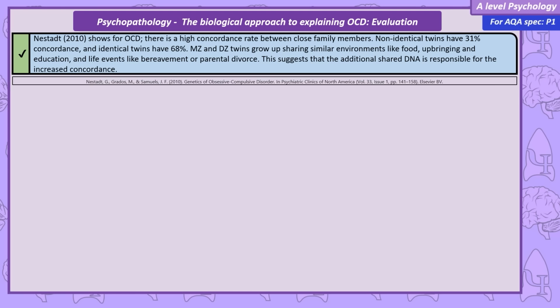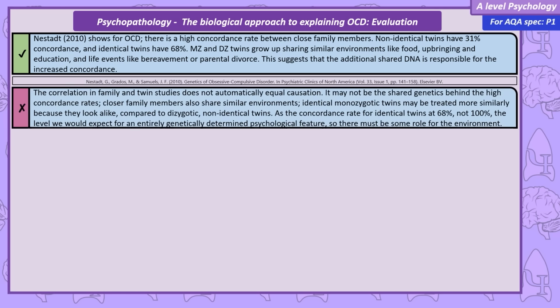Both monozygotic and dizygotic twins grow up sharing very similar environments like food, upbringing, and education, and life events like bereavement or parental divorce. But there's a significant difference in concordance rate, 68% in monozygotic and 31% in dizygotic, suggesting the additional shared DNA is what's responsible for the increased concordance.